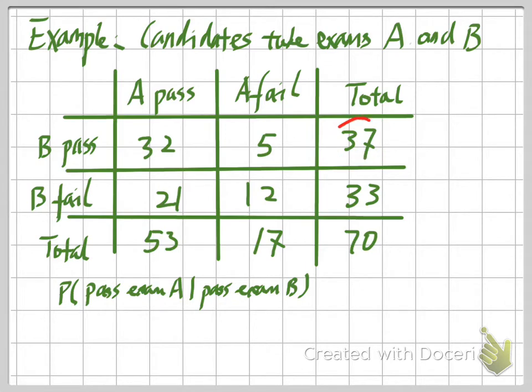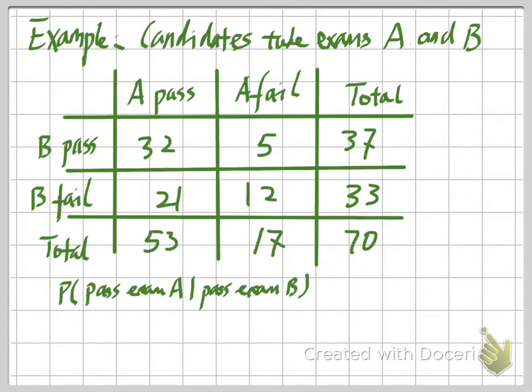And then how many candidates do we have in total? Here we should look at the largest number, which is the number under the column of total and also the row of total. So in total we have 70 candidates who take both of these exams.